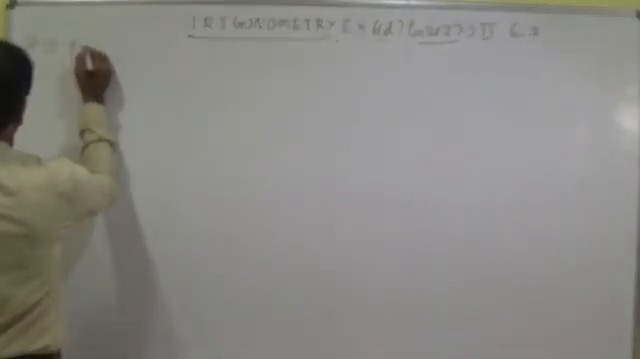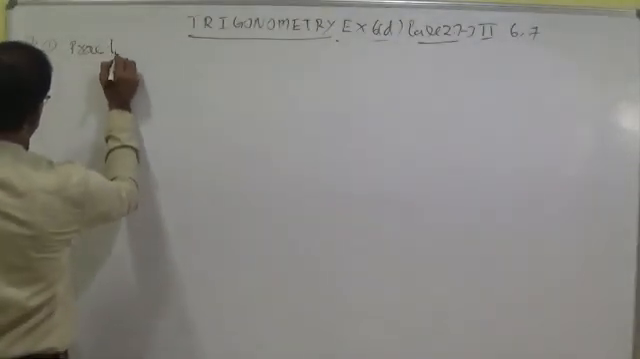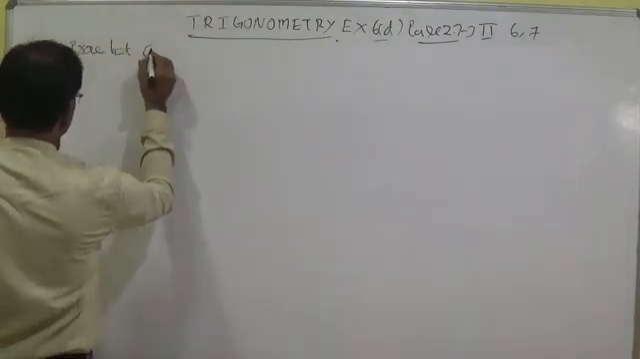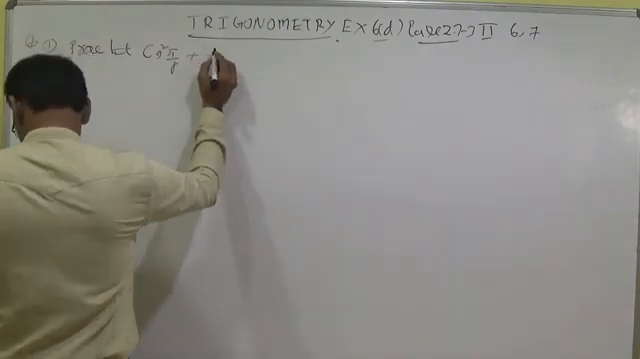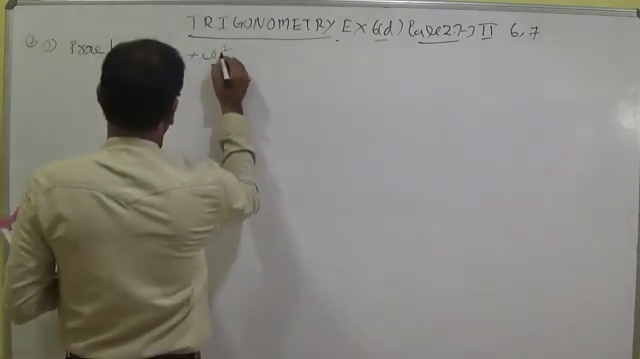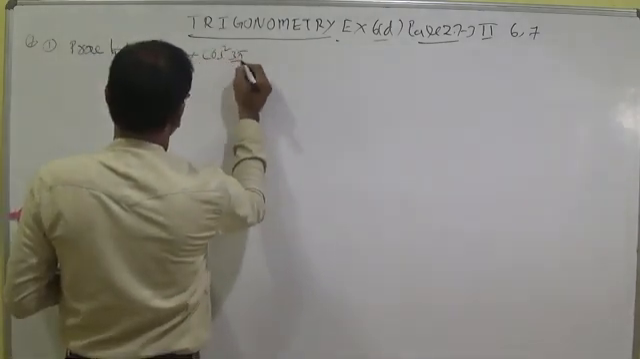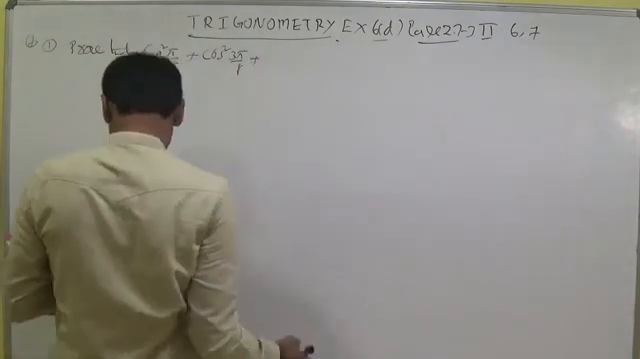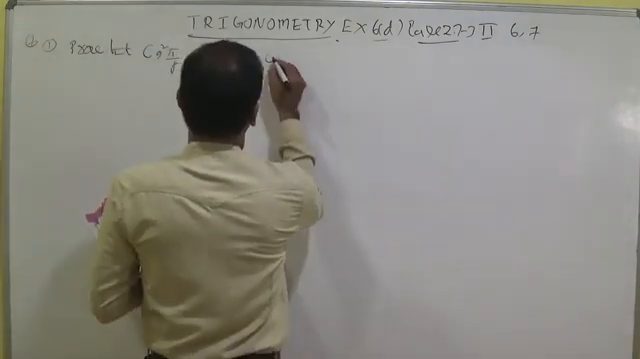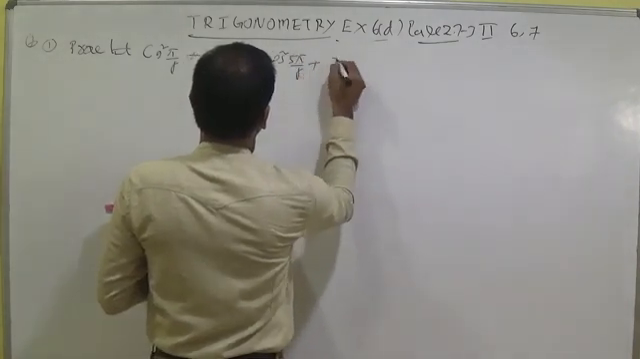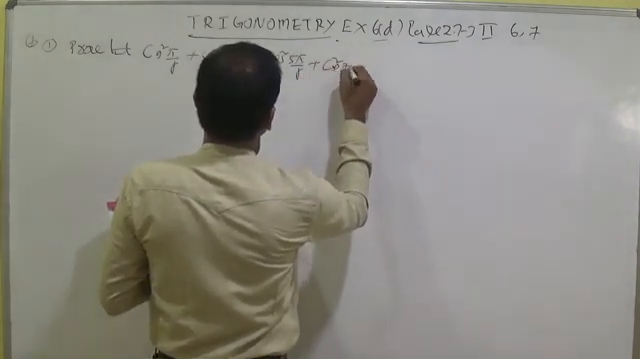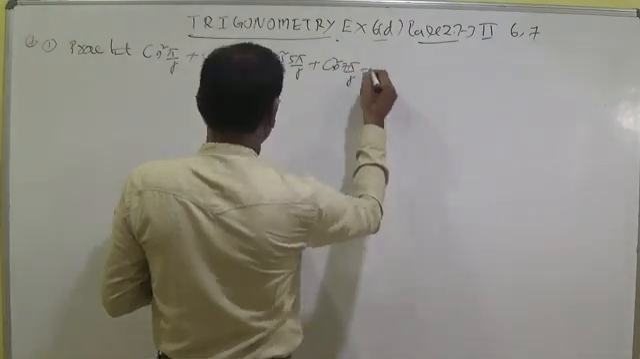Seventh question, first one. Prove that cos square pi by 8 plus cos square 3 pi by 8 plus cos square 5 pi by 8 plus cos square 7 pi by 8 is equal to 2.